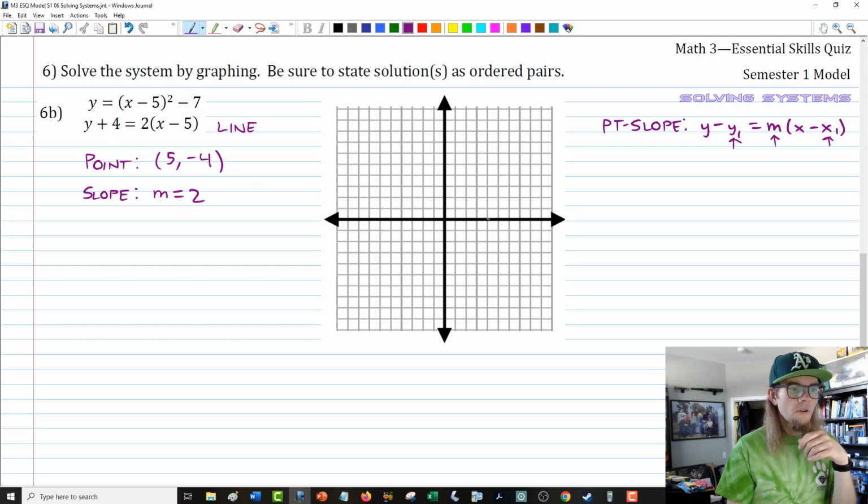So looking over here, let's graph that. So there's (5, -4). There is our first point. Now our slope is 2. Let me remind you that's the same thing as up 2 over 1. So up 2 over 1, I'm going to plot a bunch of points.